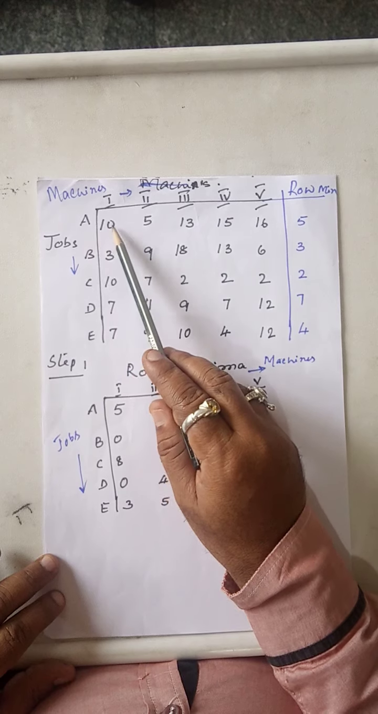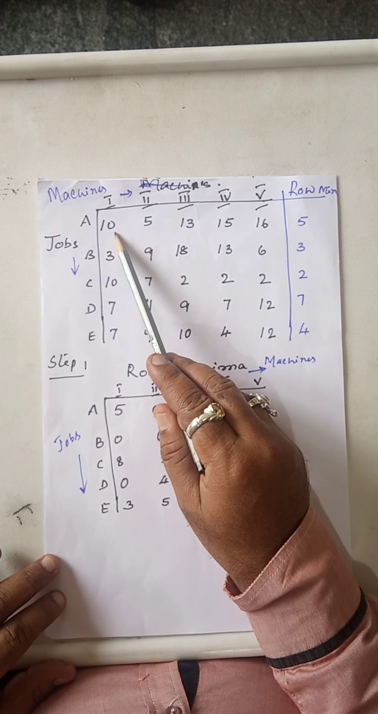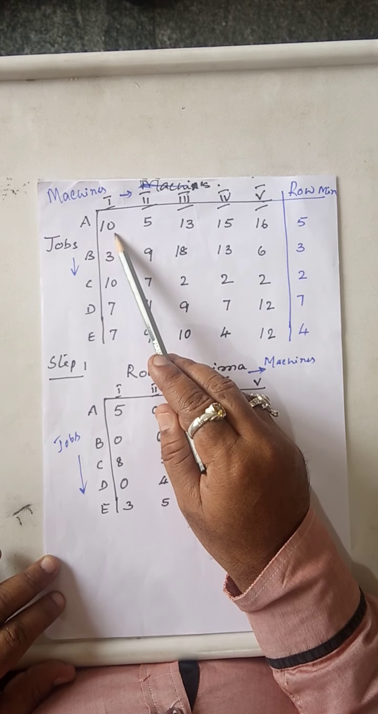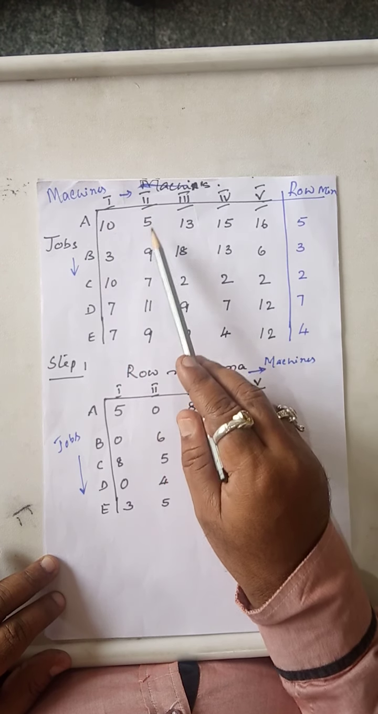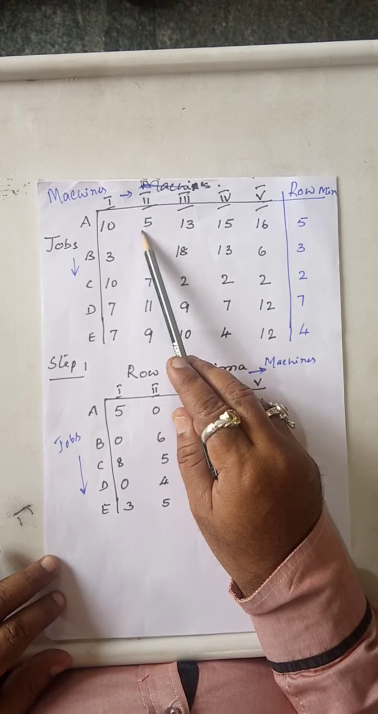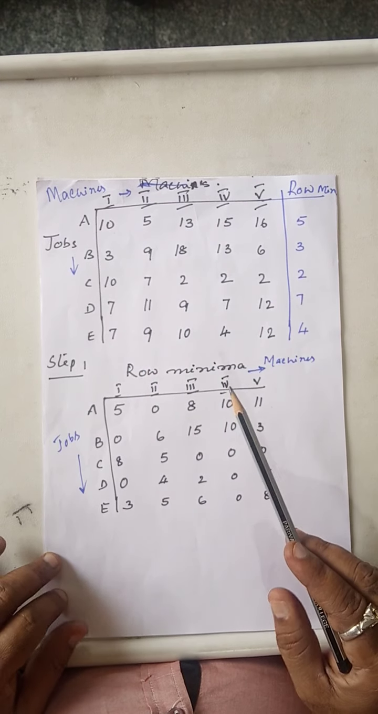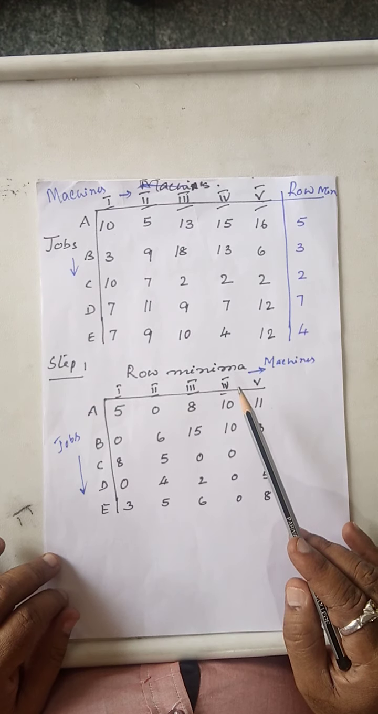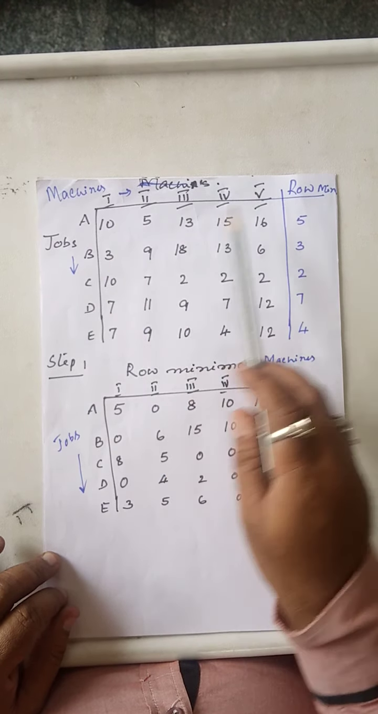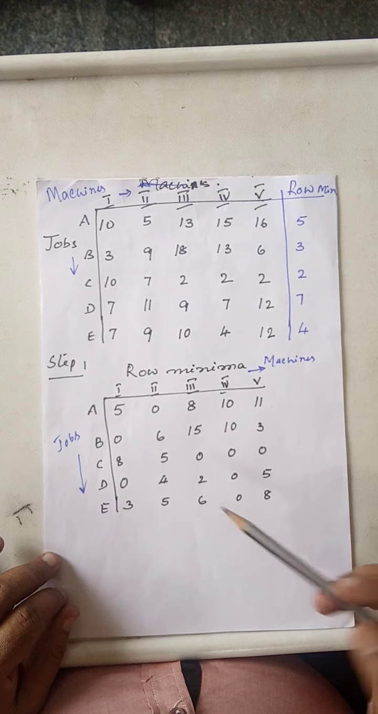If job A is allocated to machine 1, the cost that is expected is rupees 10. Similarly, if job A is allocated to machine 2, the cost is 5 rupees. And this is exactly what the job and machine matrix represents. We have 5 rows and 5 columns. The assignment problem is balanced.